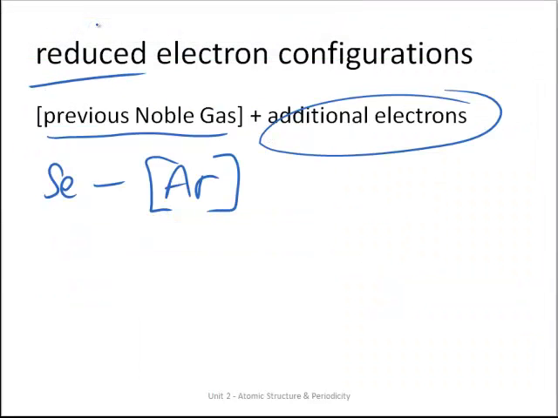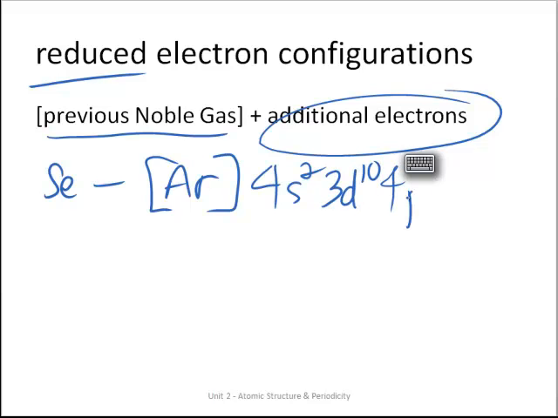Okay, so now that we've got argon, we're just going to write in the additional electrons that are past argon for selenium. And that would be, of course, 4s2, 3d10, 4p4.